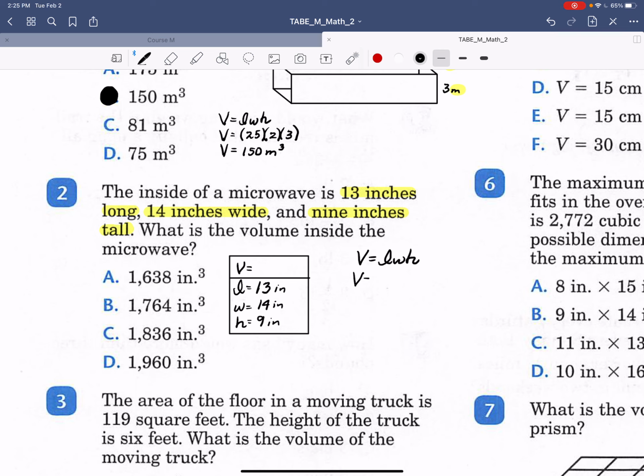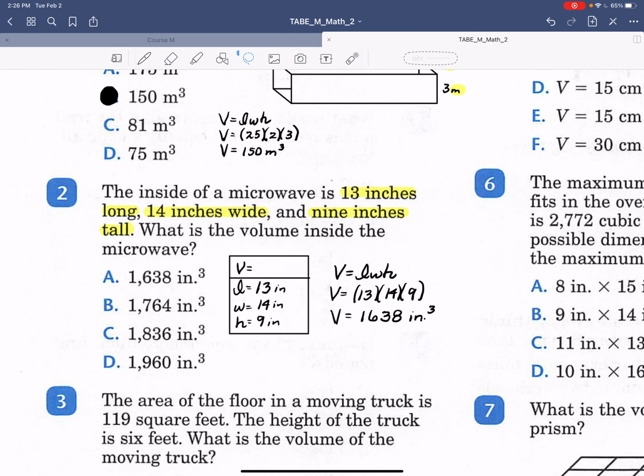So volume is going to be what we're looking for. So we put that into the formula, 13, 14, and 9. And then we put this into the calculator. I really like these problems because I like things that are orderly and step by step. That's how my mind works. So these really make sense to me. They're step by step. You almost have a recipe, you do have a recipe. It's a formula.